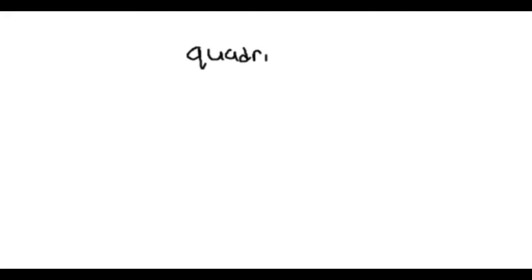So let me write that down for you. Quadrilaterals. And what is a quadrilateral? A quadrilateral is any four-sided two-dimensional figure, similar to how a triangle is any three-sided two-dimensional figure. And by two-dimensional, I just mean flat.